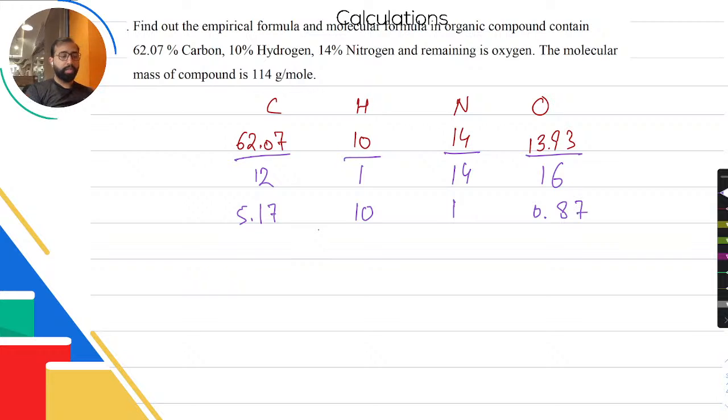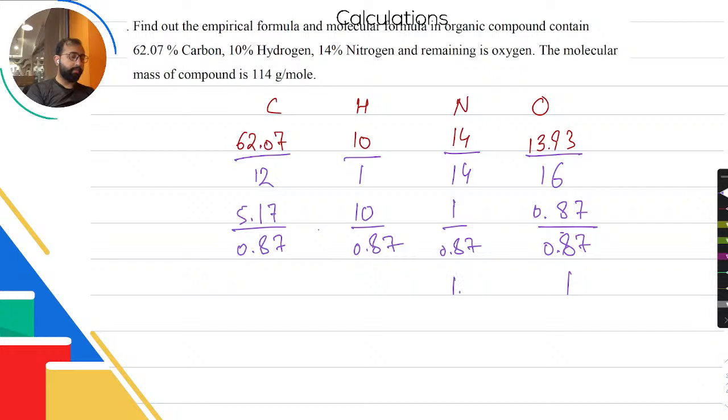0.87. Now divide it all by 0.87. Simplify this. So just by 0.87, this by 0.87, this by 0.87, and of course this by 0.87. When I do that, I get 1 here, and here I get 1.15, and here I get 10 divided by 0.87, I get 11.5, and here I get 6.